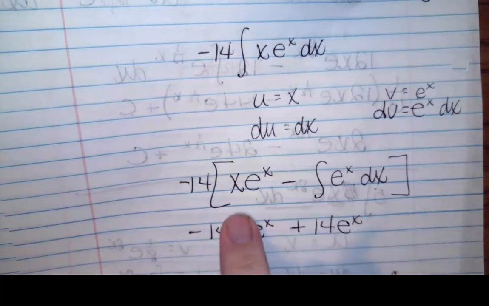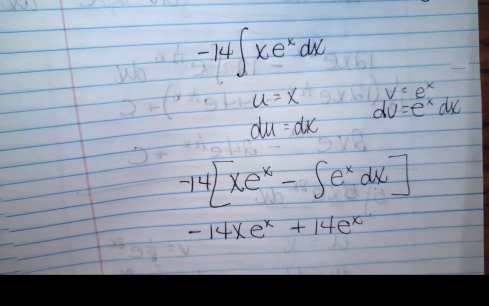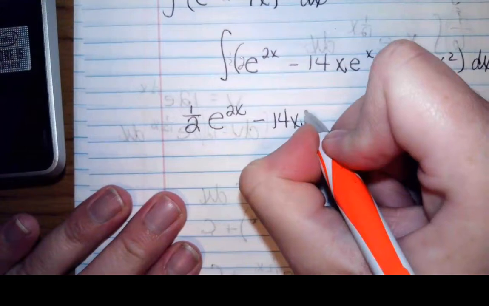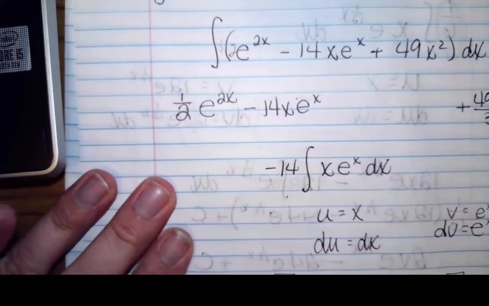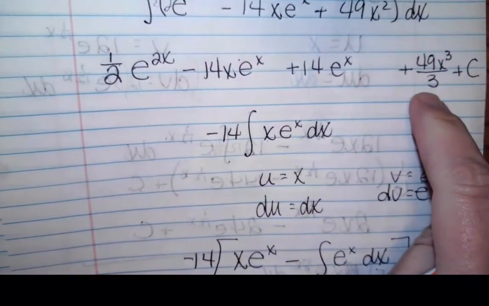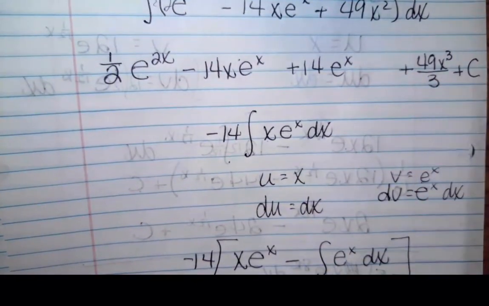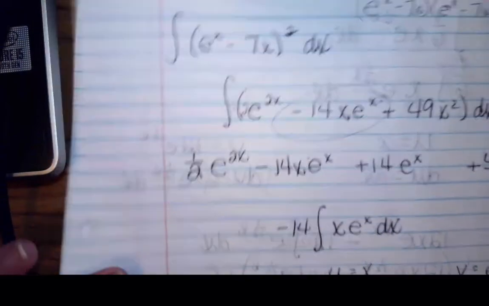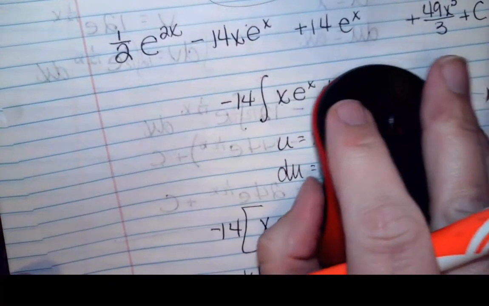So this portion right here, I'm just going to copy up into this spot up here. So I've got a negative 14x e to the x plus a 14 e to the x plus 49 x to the third over 3 plus c. Okay, so you just had to do integration by parts on that little middle part right there. All right, so let's try another one.